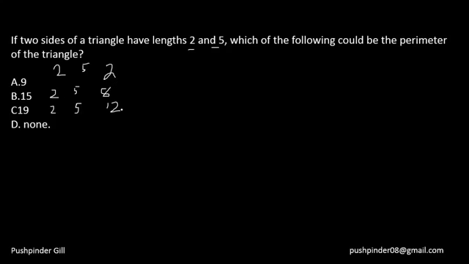Now, are these triangles possible or not? Well, the sum of any two sides has to be greater than the third side. 2 plus 2 is 4, which is not greater than 5, so it can't be a triangle. 5 plus 2 is 7, which is not greater than 8, not a triangle. 5 plus 2 is 7, which is not greater than 12, not the answer. That means none of them will make a triangle. So it's very important, when it says which of the following could be a triangle or could be the perimeter of the triangle, to use that the sum of any two sides is always greater than the third side, no matter which two sides you choose. Then only it will be a triangle.